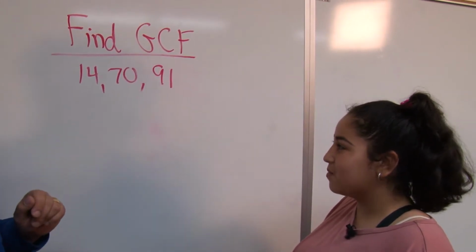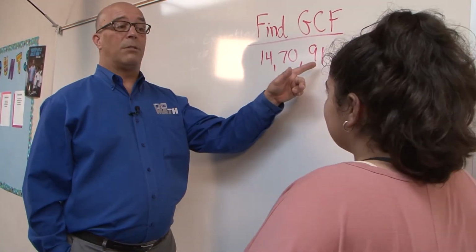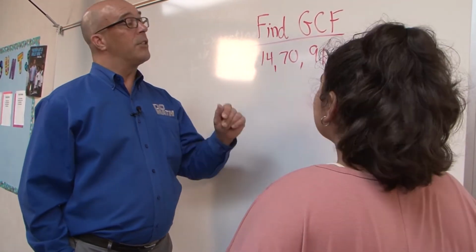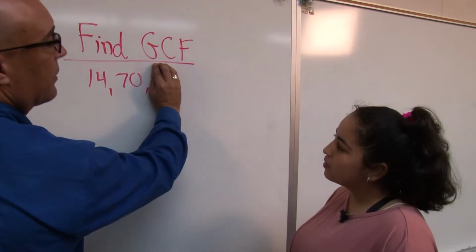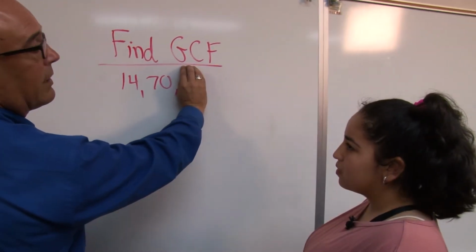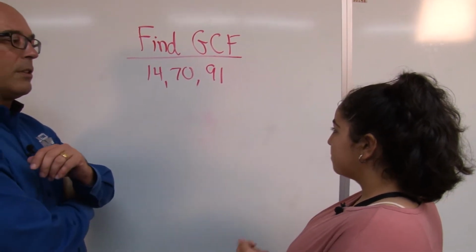What about will 2 go into that? No. How do you know? Because 1 is an odd number. Okay, and 2 will not go into a number that ends in 1 like that. So we know 2 won't do it. How about if you just take these ones right here? What about those first two numbers, 14 and 70? What do you think will go into those? Because those are smaller numbers, we can work with those a little bit easier.